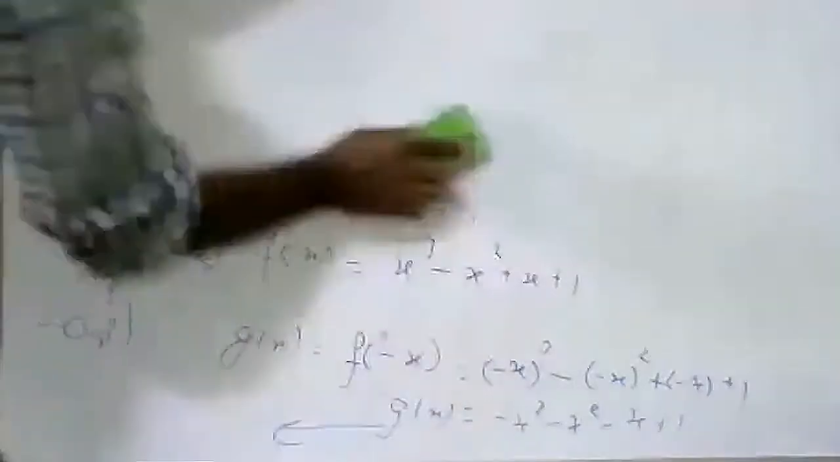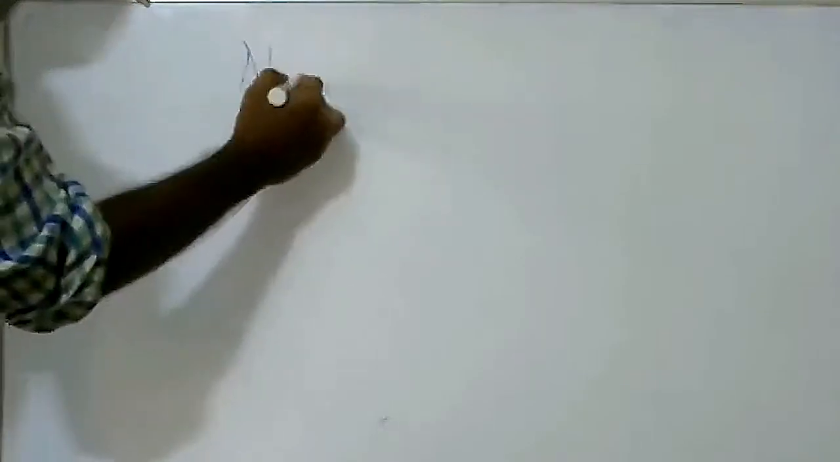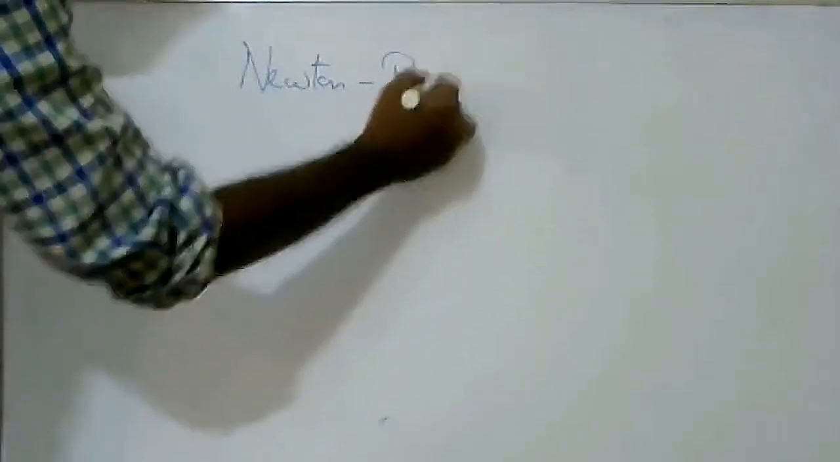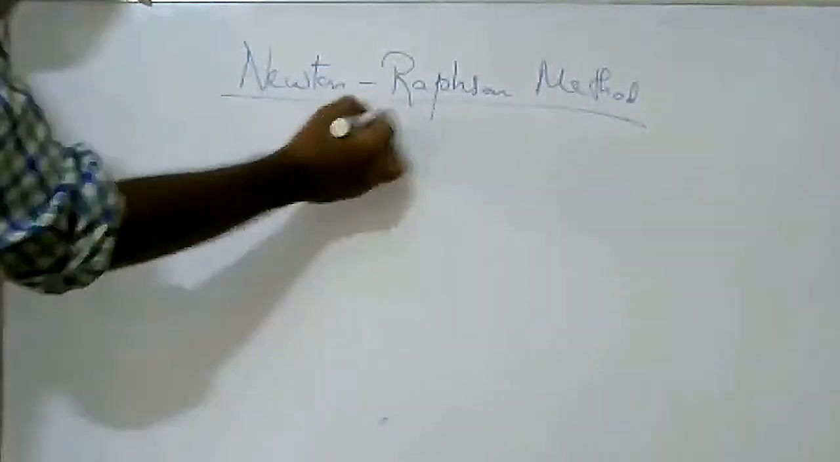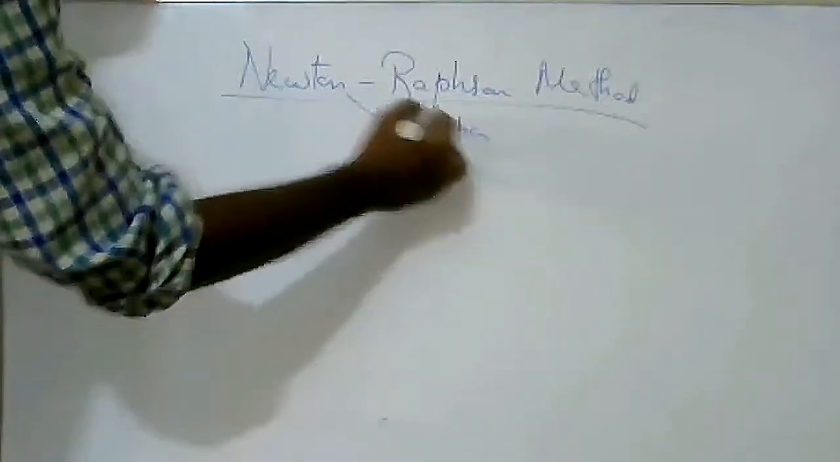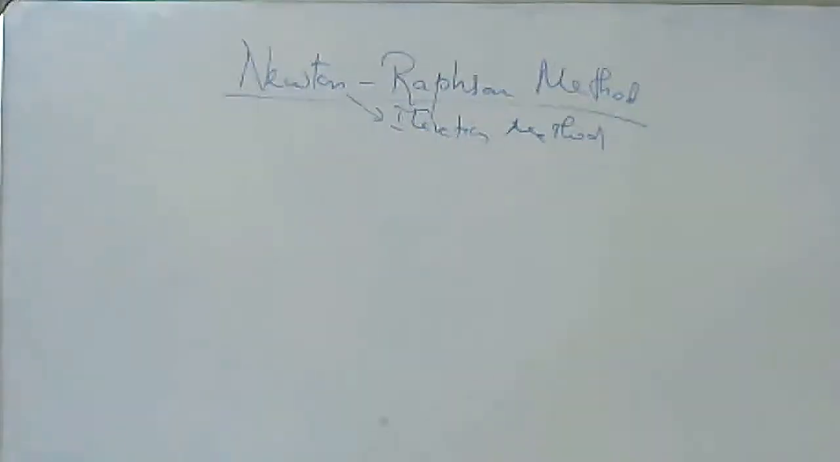Okay. So next we'll move to the topic Newton-Raphson method, or Newton's iteration method. Both are the same. As usual, I will teach you with an example. It's very easy. Newton-Raphson is the easiest section in this particular unit.